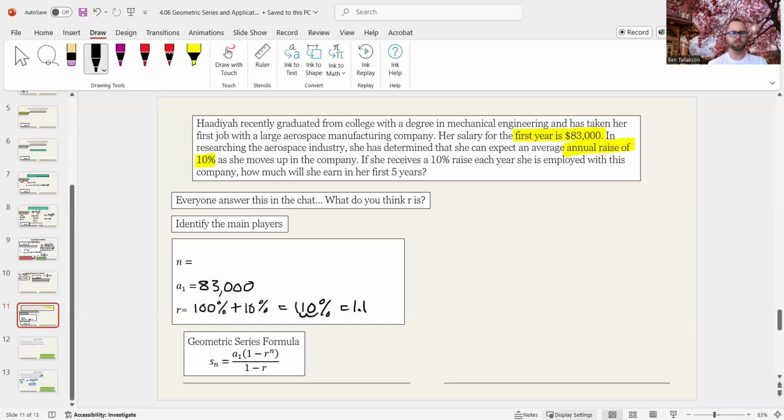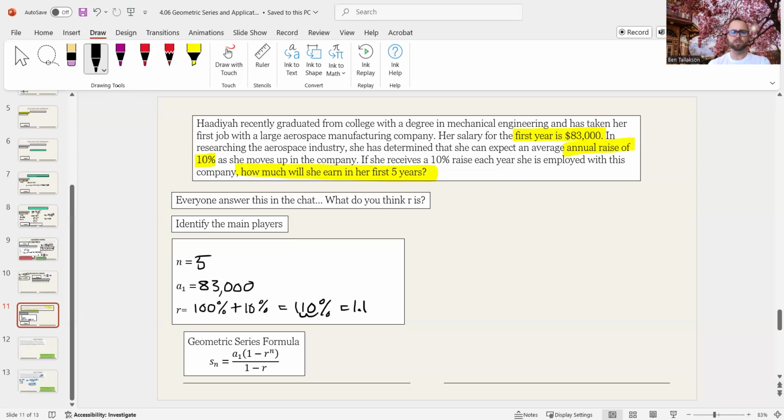Don't have to write the 0. That gets missed quite often. And what else is going on? If she receives a 10% raise each year she is employed with this company, how much will she earn in her first 5 years? So this is year 1. We can use the ratio to find years 2, 3, and so on. So we're looking year to year, and we're adding all those years for the first 5 years. n is 5.